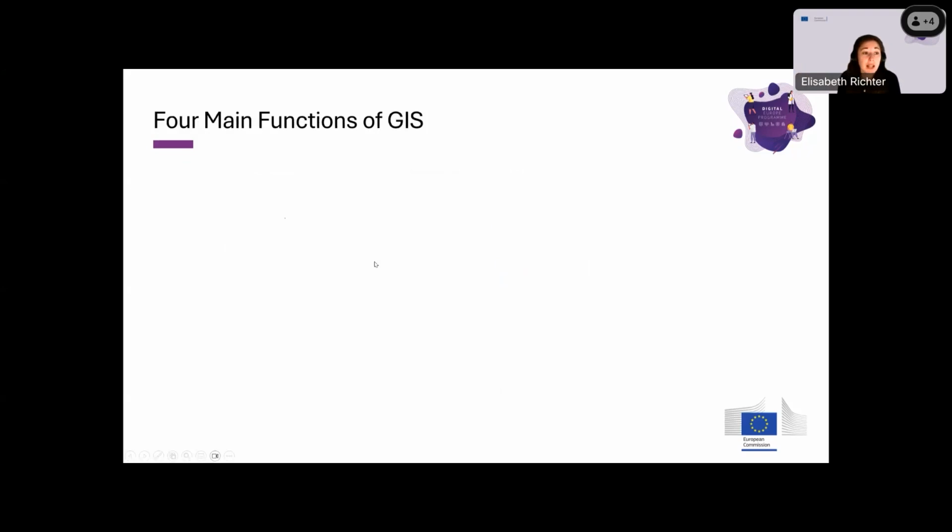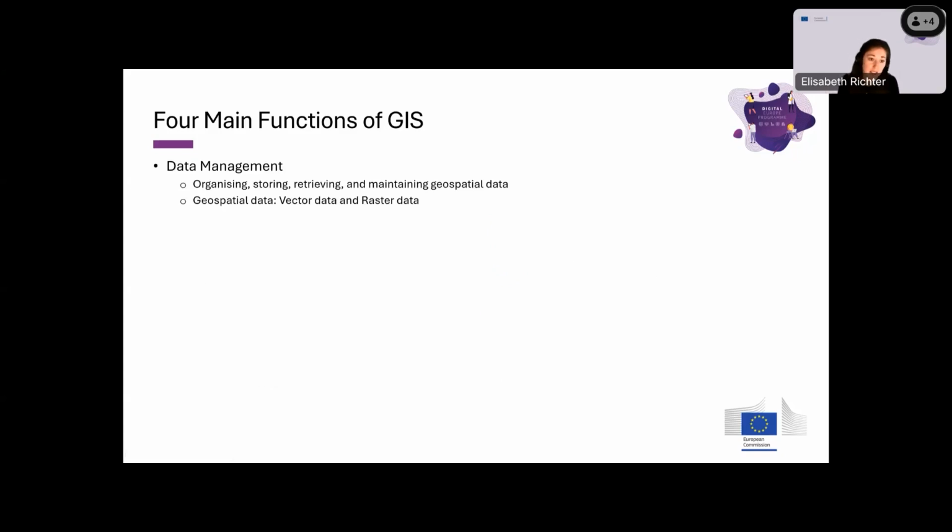Now, another thing about GIS is that, when we go a bit more into the material, there are basically four components or main functions GIS has, and I just want to quickly go through all of them because all of them together are important for GIS. So the first component is data management. This is about organizing, storing, retrieving, and maintaining geospatial data.